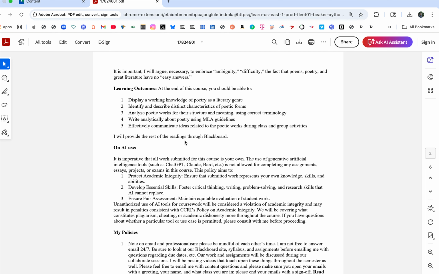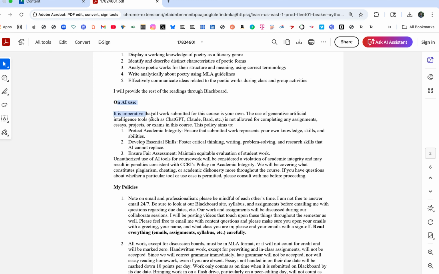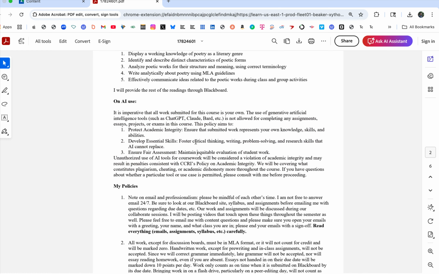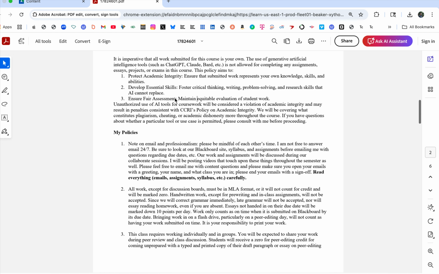I provide all the readings, and I'll show you that in a moment as well. On the robot, AI, the chatbot, please don't use the robot to write your papers. You may have AI-assisted work down the road in another course. We're not doing that in this class. I want you to construct all your work on your own. All right, so that's that.